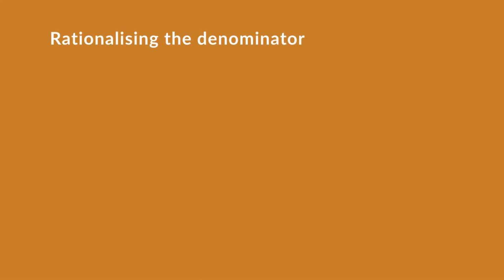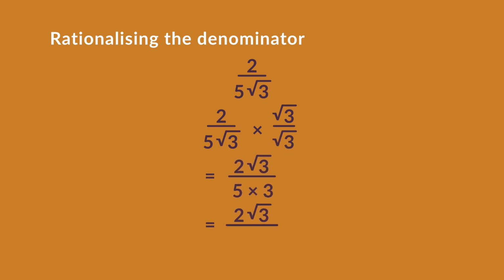Sometimes you will get a solution that is a fraction containing a root in its denominator. You should never leave an answer with a root in the denominator. We follow a process called rationalizing the denominator to write the fraction in a different form. Simply multiply the numerator and the denominator by the same number, which will remove the root from the denominator. For example, multiply 2 over 5 root 3 by root 3 over root 3. The new numerator is 2 root 3, and the new denominator is 15.